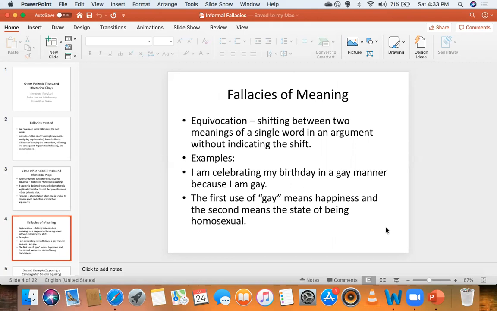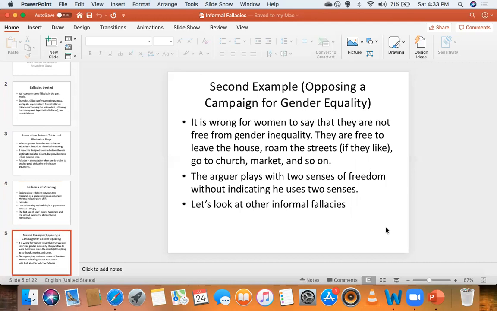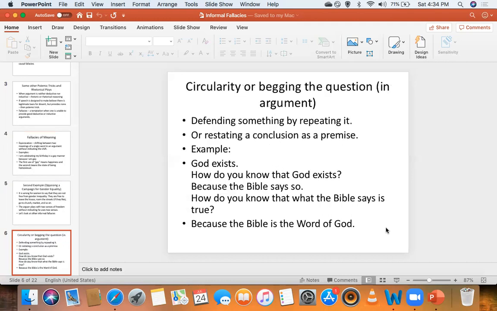We saw equivocation in argument. Previously we had treated equivocation in a non-argumentative context, in cracking jokes or making casual comments. Now we saw an example of equivocation in an argument, women campaigning for gender equality, and how someone committed equivocation in trying to oppose them. Then we saw circularity. Previously, we saw circularity in definition, which is to repeat the definiendum as the definiens. But in this case, we saw circularity in argument, which is to repeat the conclusion as a premise.